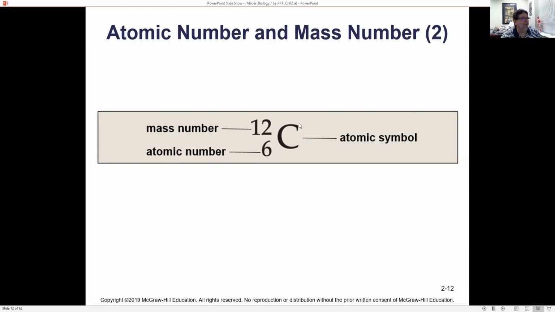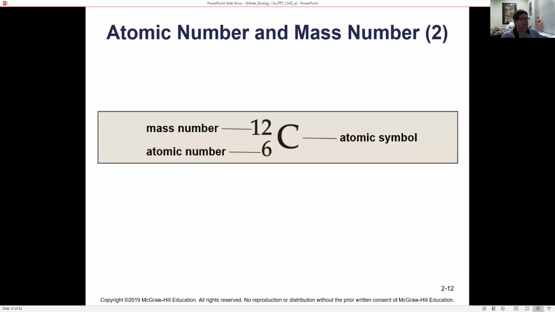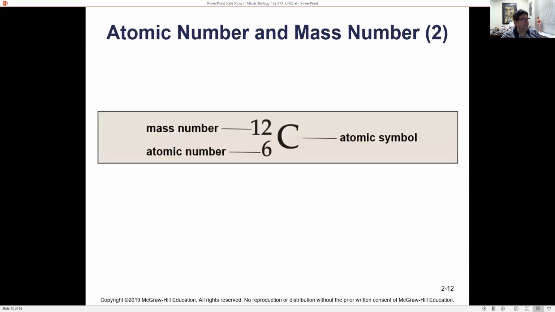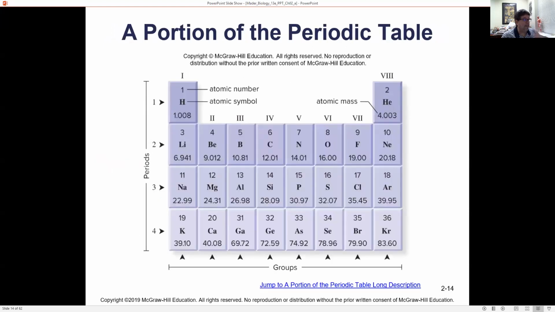The symbol is a letter that represents that atom, and the mass number is the number of protons plus neutrons in that atom. Carbon, as you know, is number 6, and its most common atomic weight is 12. Okay, so backing up there, the atomic number equals the number of protons. The mass number is protons plus neutrons, and the atomic mass is approximately equal to the mass number. Okay, now moving on.